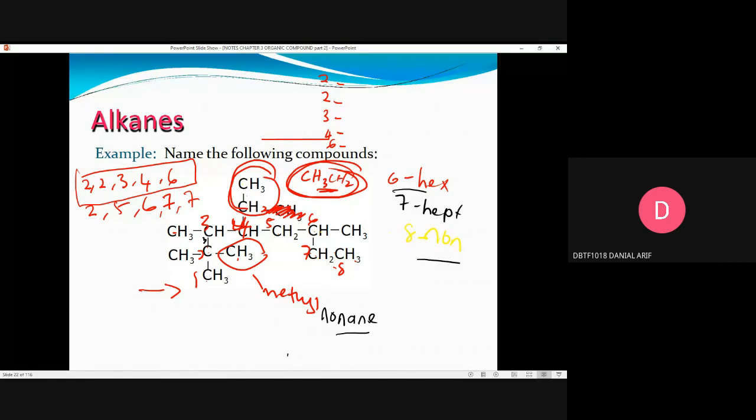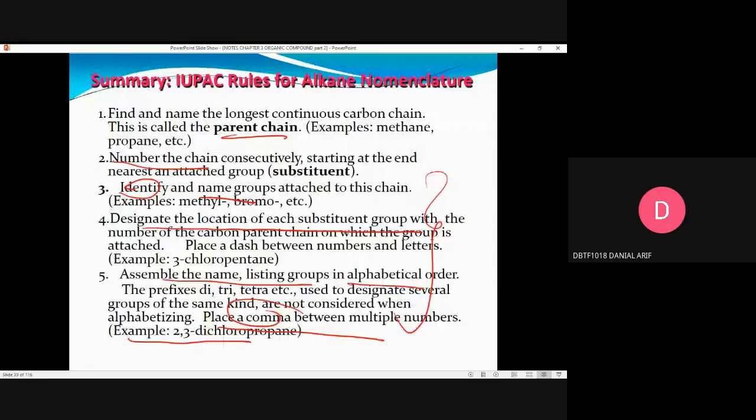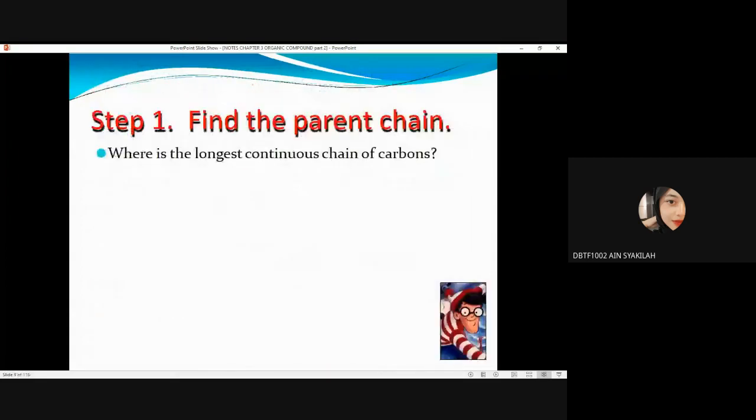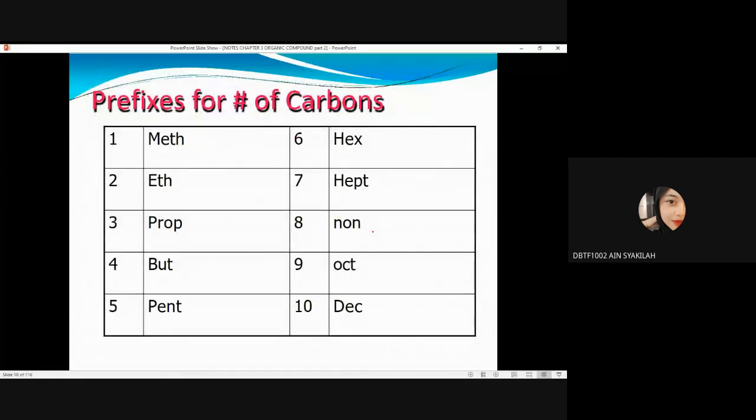Kan tu 8 kan. 8 non ke octane, madam? Sekejap eh. Ha, 8 non ke octane ni? Octane kan. Kalau non 9. Non 9 ni dia. Ha, ni, ni terbalik. Terbalik. Sekejap eh.